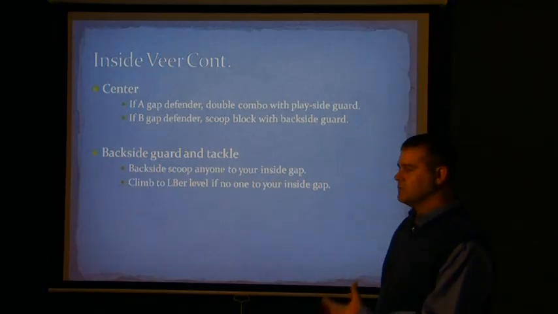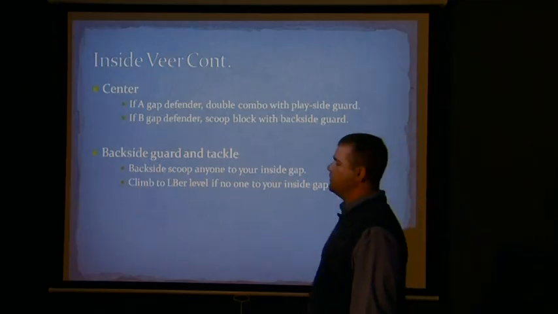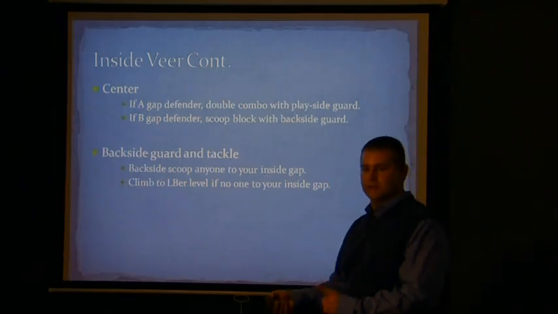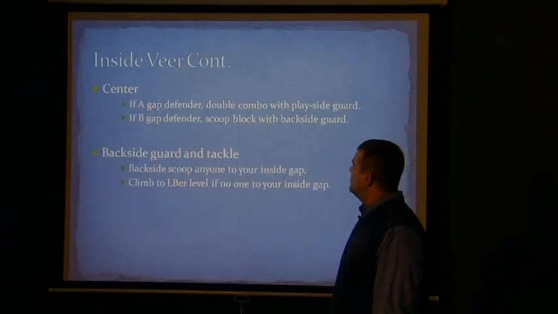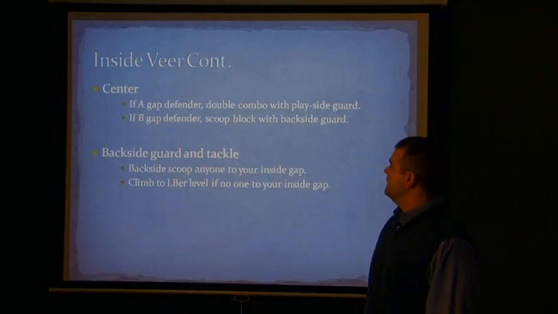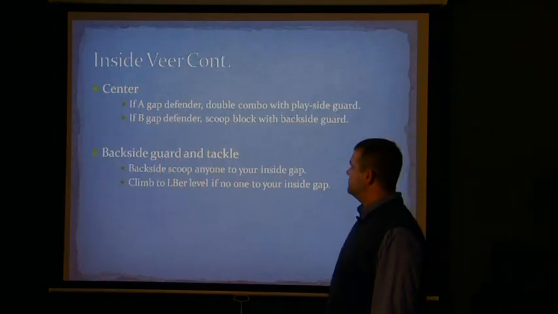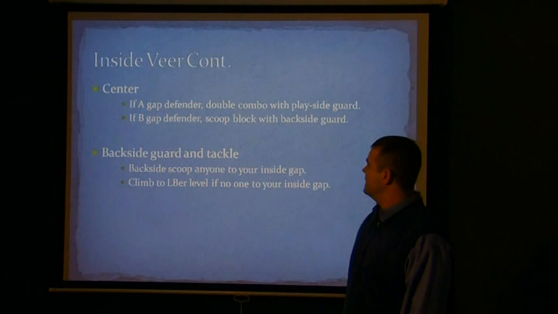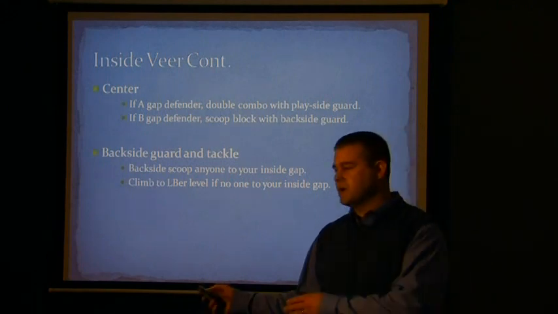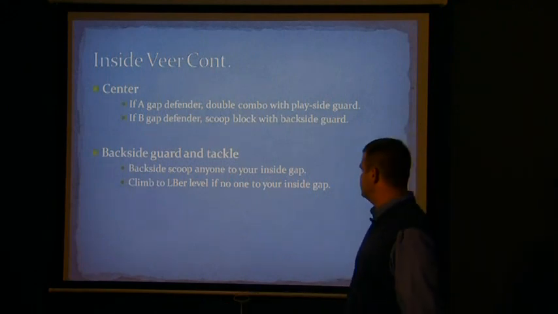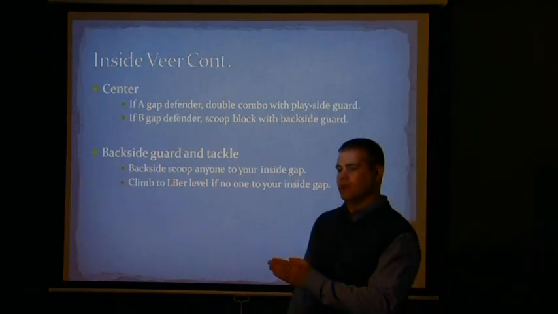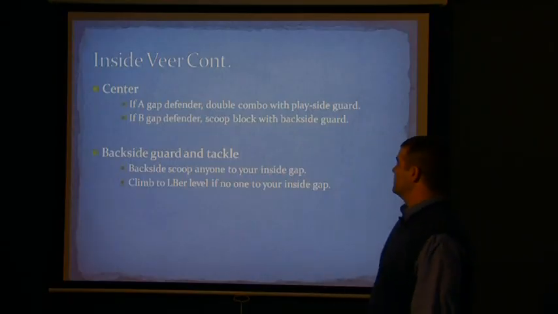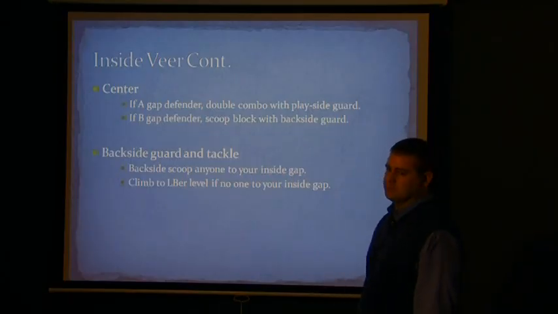If we're going to check it, which we do occasionally, we will check it to the A gap. Conversely, we check midline to the B gap, so that gives us some opportunities both ways. Center will double an A gap defender like we just said. And then if he has a B gap defender, now we're talking some scoops, and that works into the backside guard and tackle. We just use a scoop concept almost like every offense in the United States. And we're really working, if nobody's on your inside gap as we rip through, then we're working up to the second, hopefully the third level. Staying on track, never chasing, very, very important.